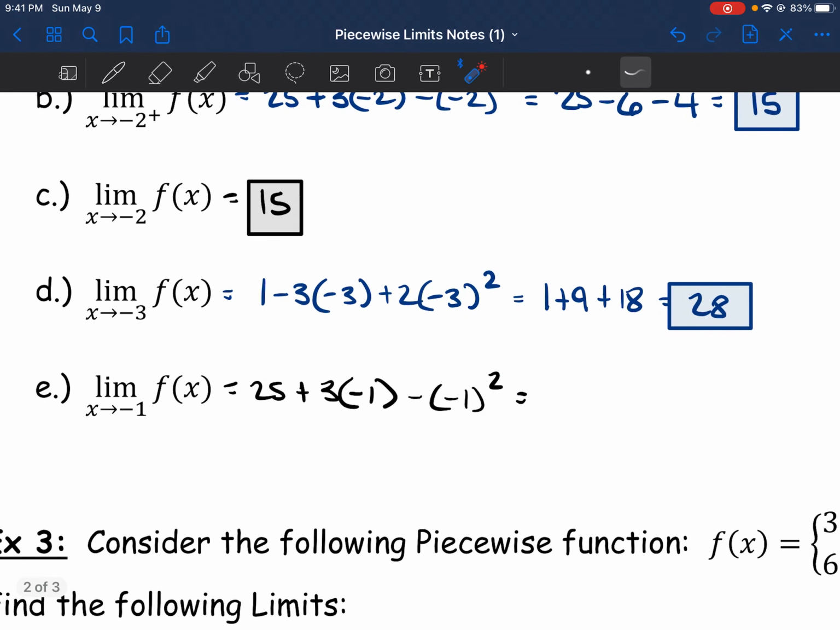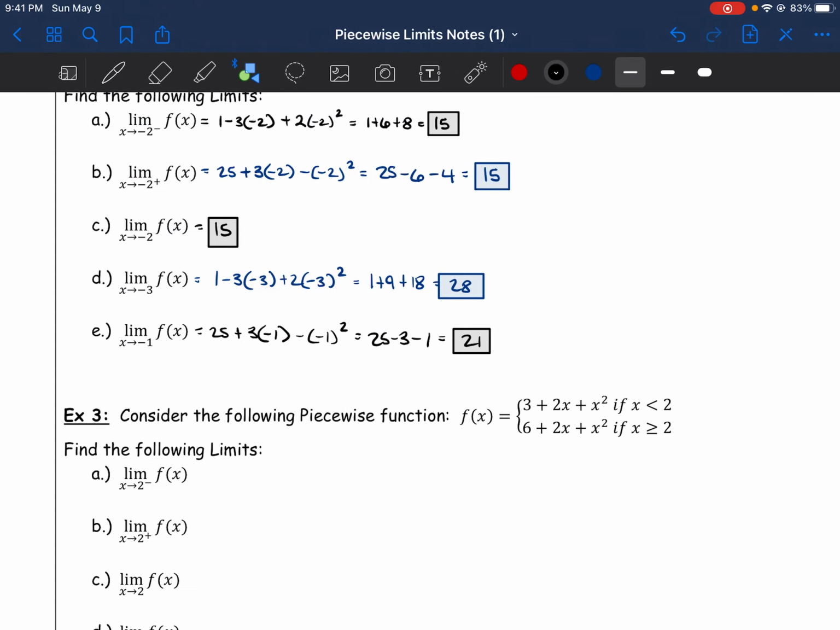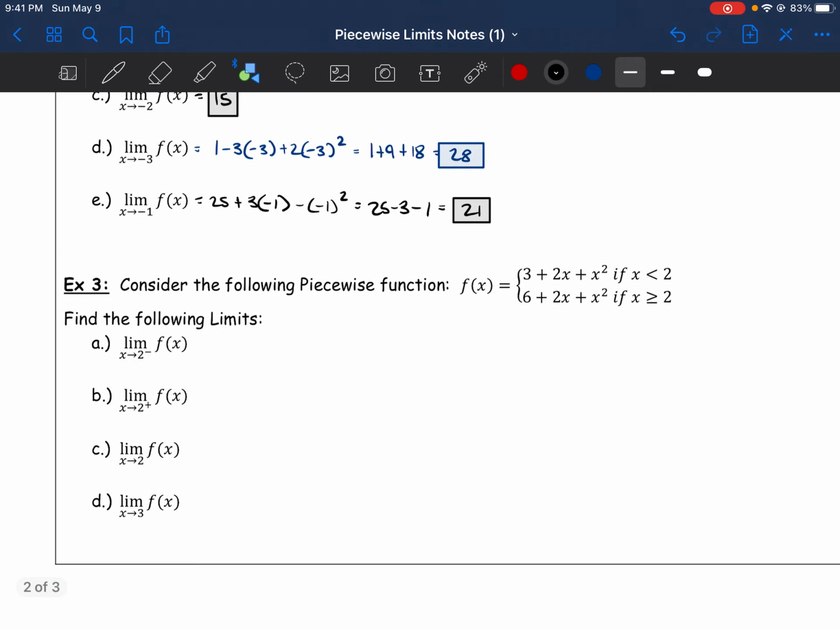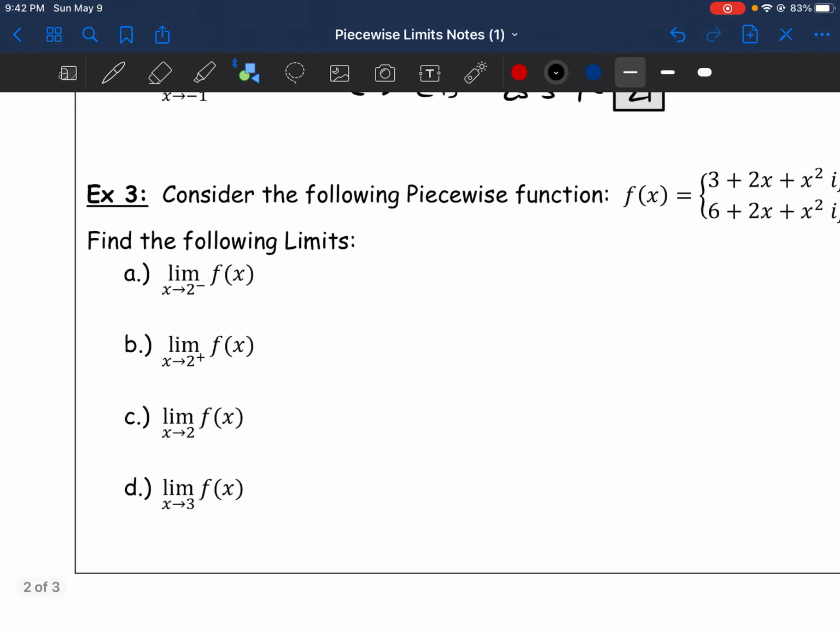Okay, and let's simplify. 3 times negative 1, that's minus 3, so 25 minus 3. Negative 1 squared is positive 1, and then we subtract it, so minus 1. And if we simplify that, 25 minus 3 minus 1, that's going to be 21. Okay, nice and easy.